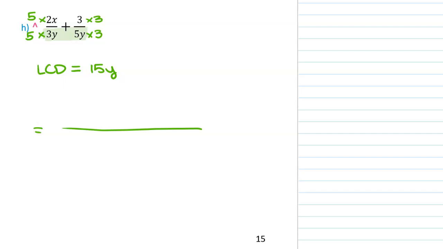So it looks like we're going to have 5 times 2x, which will be 10x. And then plus, that plus sign's there. 3 times 3 is 9. And then on 15y. And that's our final answer. The trickiest bit is identifying that lowest common denominator. But if you can kind of see what worked there, that is brilliant.